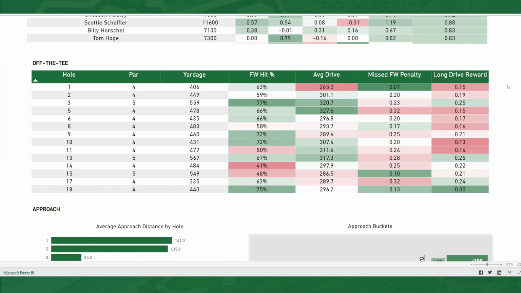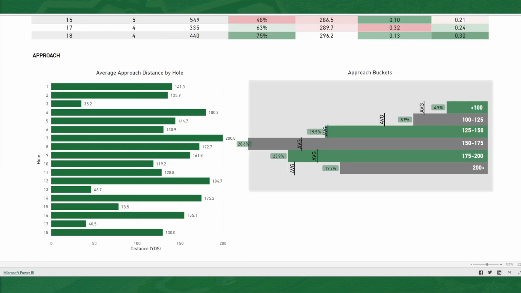This will take a little bit of time for you to wrap your brain around, but these are important metrics that every golfer on the PGA Tour is looking at, every caddy knows, and they're planning their rounds accordingly. After the tee shot comes the approach shot. Every single hole with its average approach distance gives you an idea of where those shots are going to be coming in from.